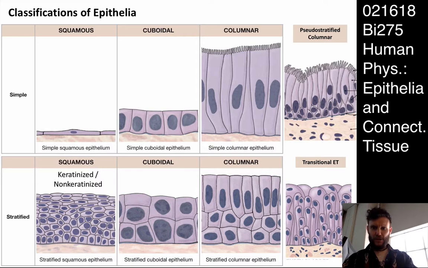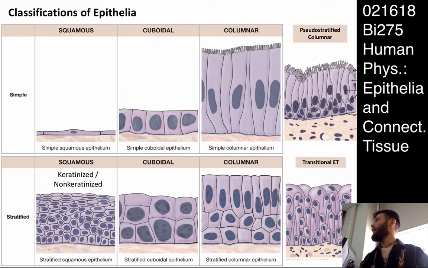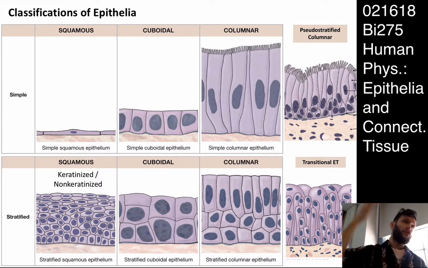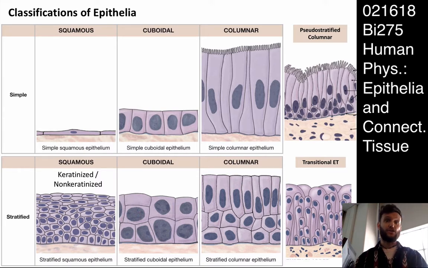You can find columnar cells in the nasal passages, for example. Another category is really a histological distinction. We call them pseudostratified columnar. They say it's pseudostratified because, in fact, it's a simple layer of epithelial cells, but on histological cross-section, it looks stratified.